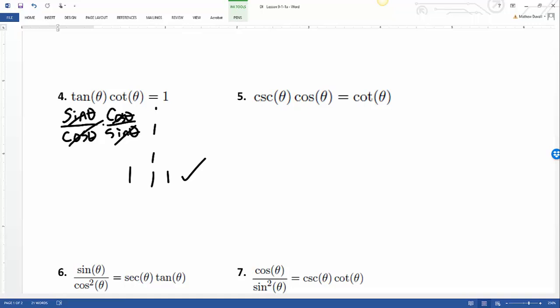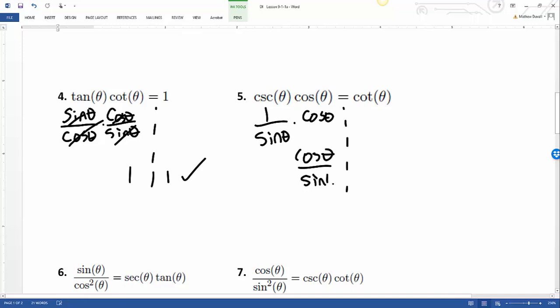For number 5, any big identities? No. Any algebra? No. Change everything to sines and cosines. Okay, well, starting all over again, still no big identities, but algebra, those are going to combine together, which cosine over sine is cotangent.